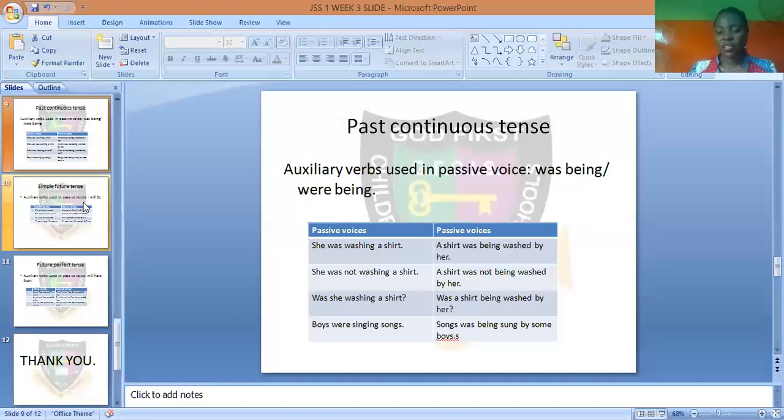Boys were singing songs. Songs were being sung by some boys.